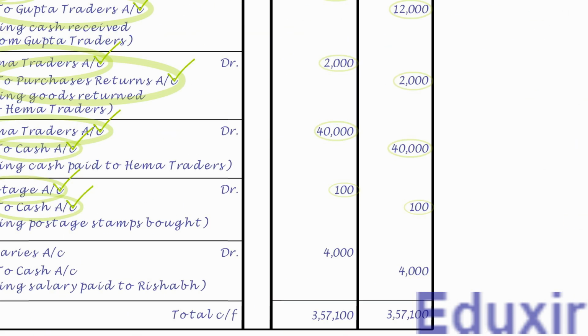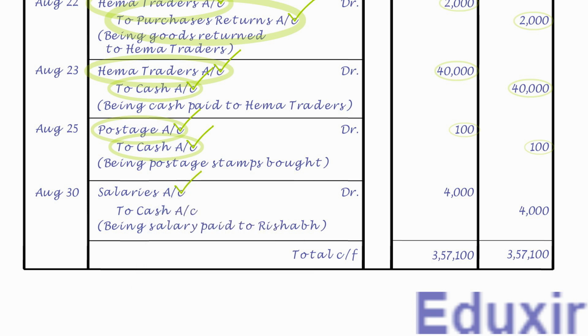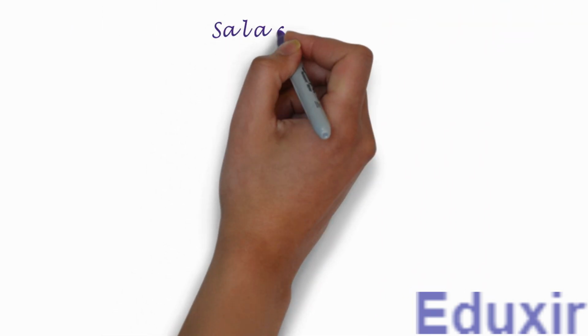As the name suggests, it needs to be posted on the debit side of salaries account and the debit amount is 4000 rupees. Note that the details that need to be posted into the particulars column is cash account. For posting this entry, we need to create a ledger account for salaries as it is not yet created. Let us first write the title as salaries account.